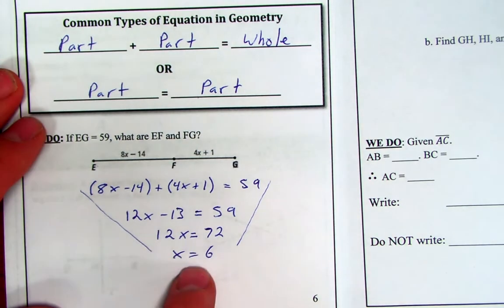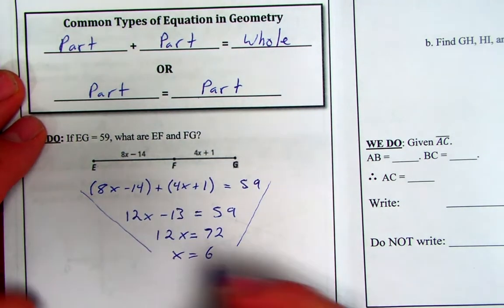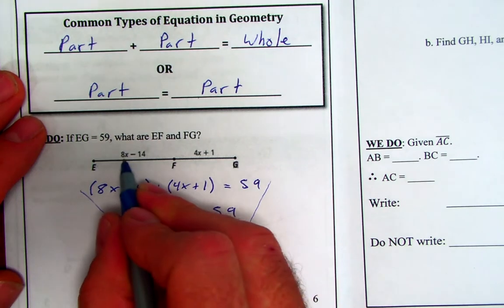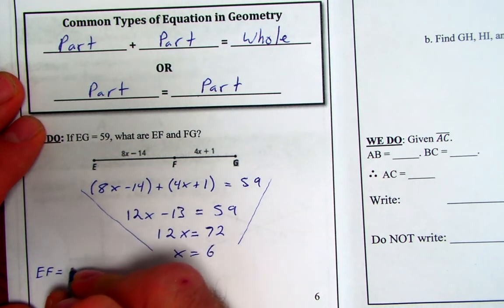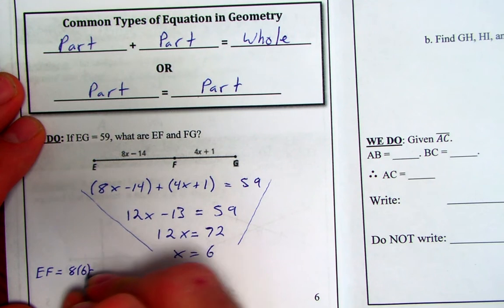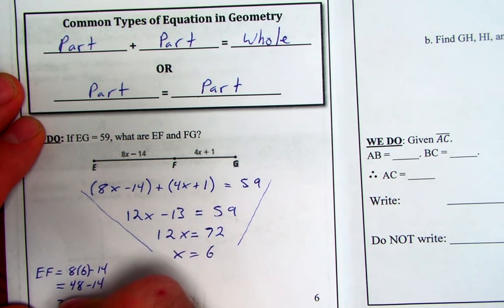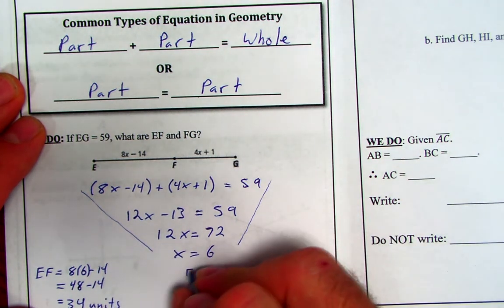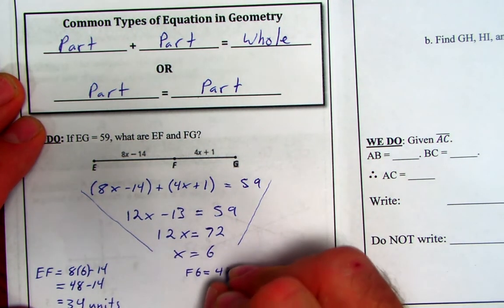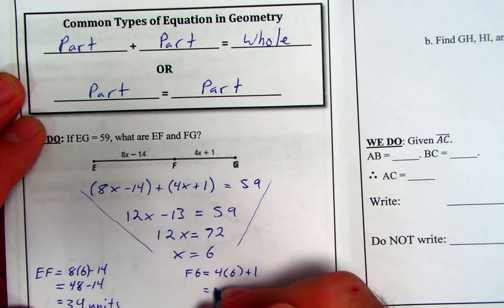All right, so we found x, but we're looking for the length of EF and FG. So we're going to substitute 6 in for x into both expressions. EF equals 8 times 6 minus 14. So EF has a length of 34 units. And FG, 4 times 6 plus 1 gives us a length of 25 units.